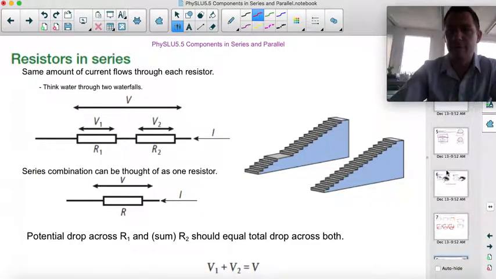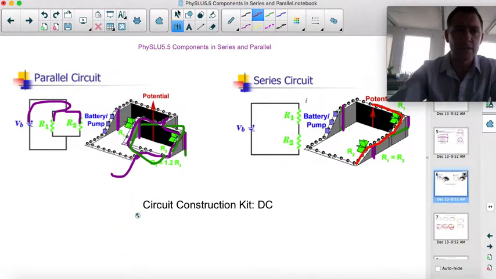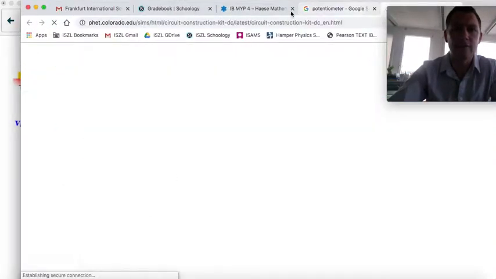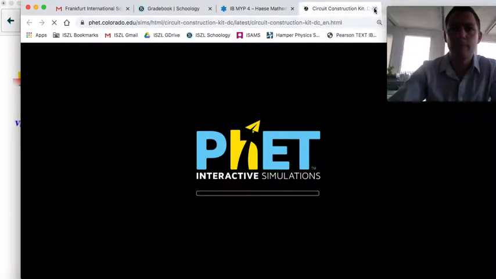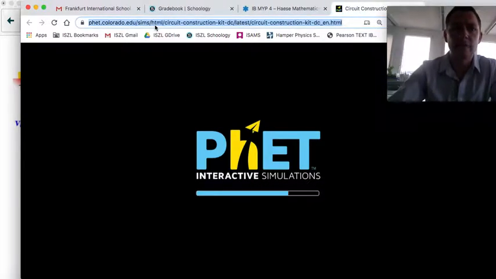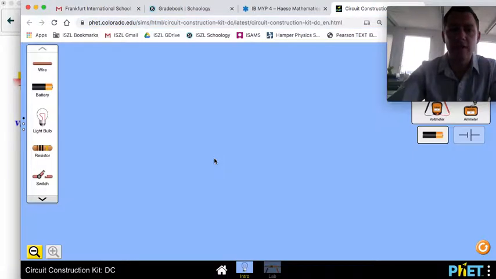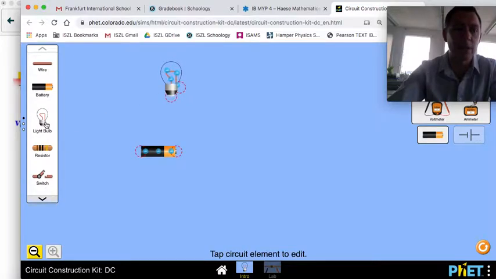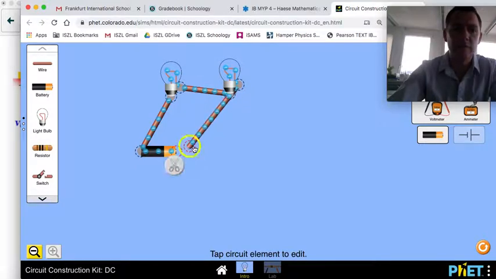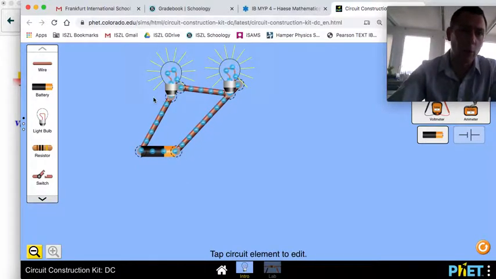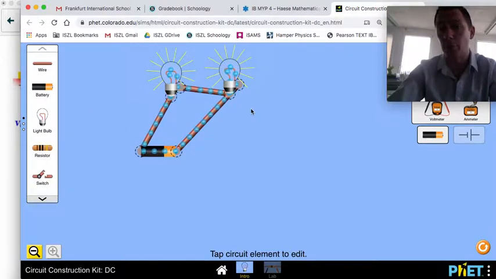There's a PhET simulator, if you are interested. You can type in PhET circuit construction kit, and you can put in batteries and bulbs and just see what happens when you put different batteries, bulbs, and resistors in parallel or series. So here, this is a series circuit where the bulbs are in series, so the current has to go through both. You can mess with it and see what happens when you put them in parallel.